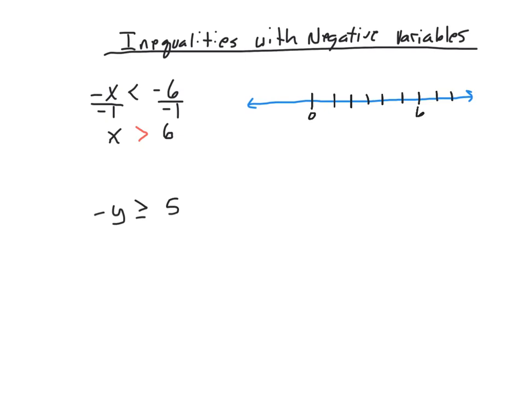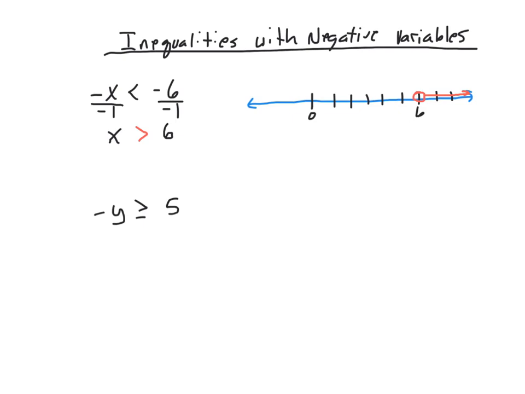And because it's greater than, it's going to be the open dot, or what we call a donut. And then since x is greater than, I actually go in that direction, and that would be the graph for the first example. Now let's go down to the second one.